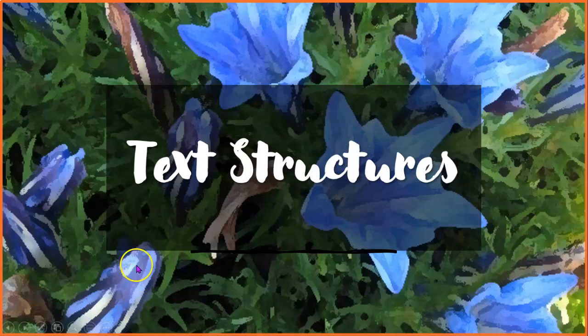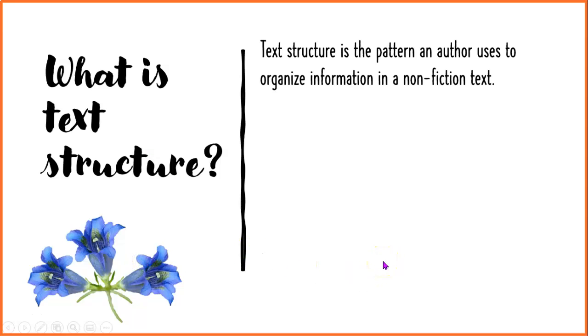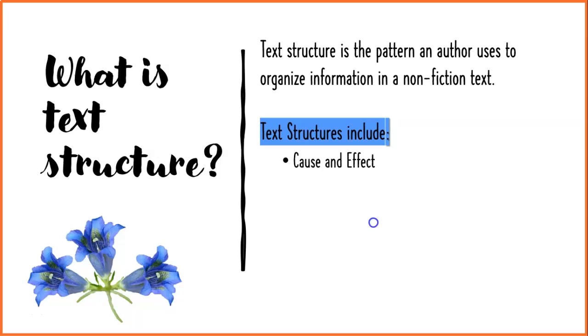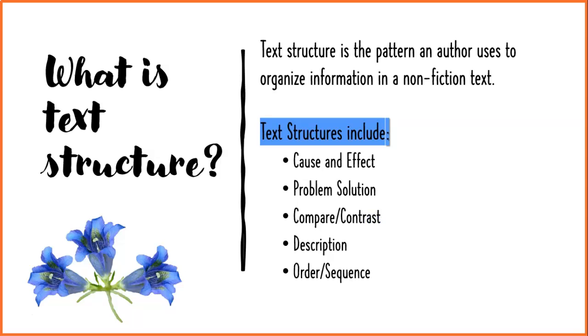Text structures are the patterns that an author uses to organize information in a nonfiction text. So how do they arrange their information? What pattern do they use to arrange that information so that we can better understand it? There are 5 most common types of text structures. They include cause and effect, problem solution, compare and contrast, description, and order sequence.